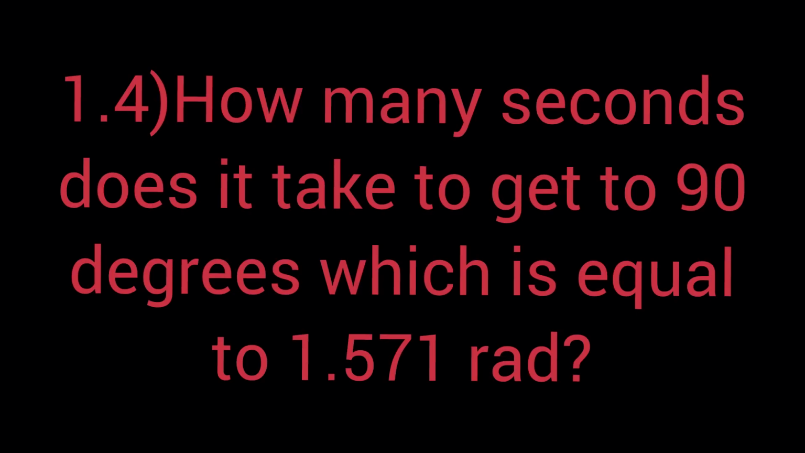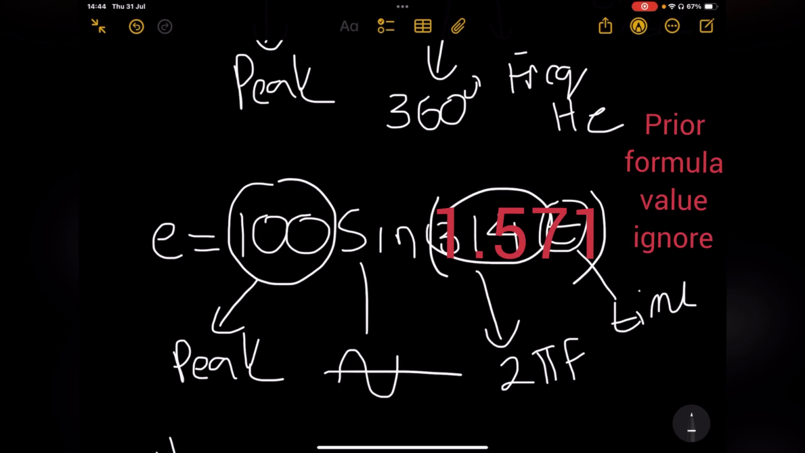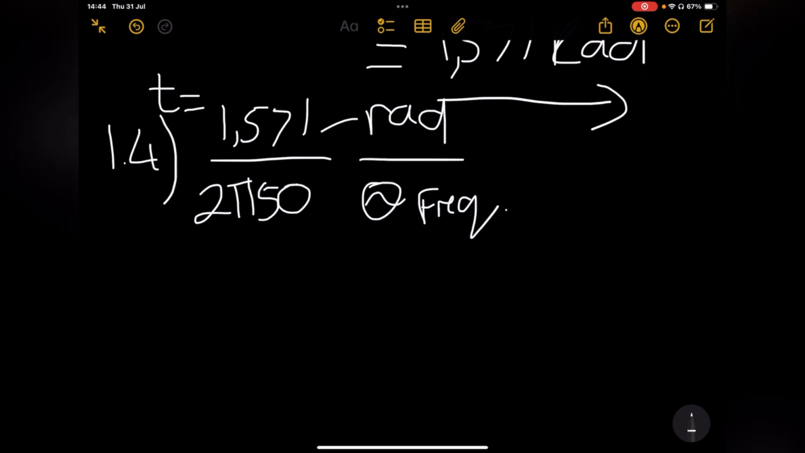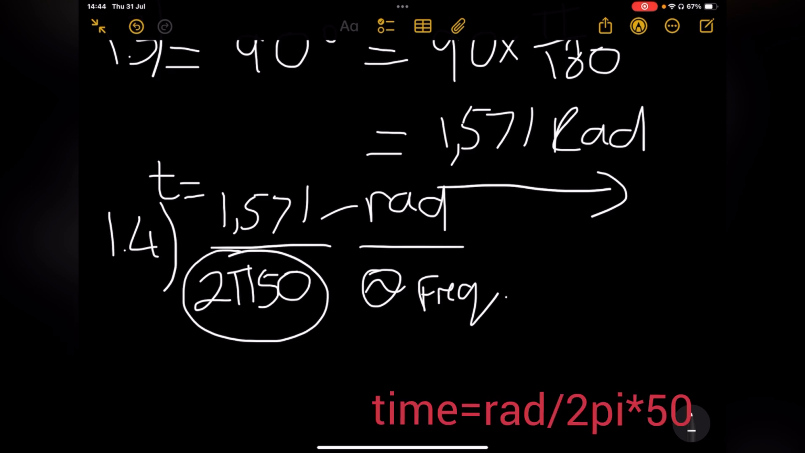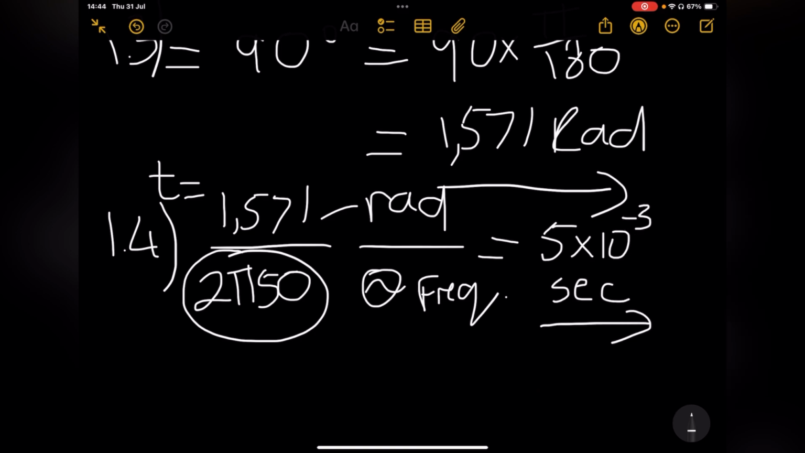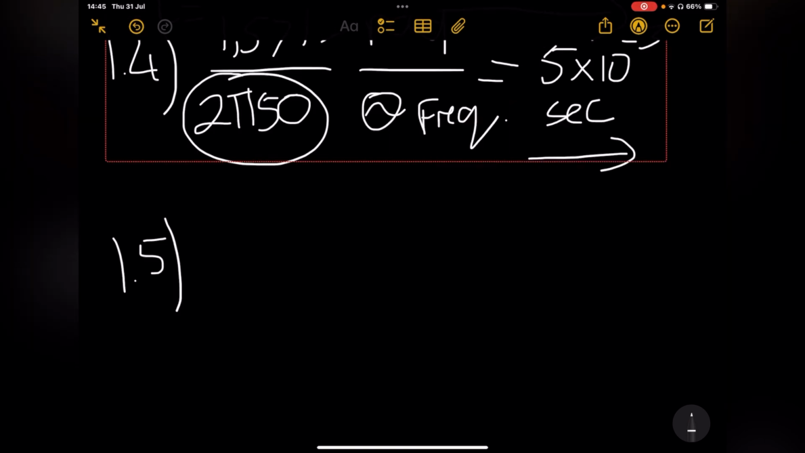All right. Okay, guys, so the next question is to determine the time it took to get to 1.571 radians. So we have the internal value of this, 1.571, and if we divide it by 2 pi 50, then we get 5 times 10 to the power minus 3 seconds is what it takes to get to 90 degrees. Let's go and look at 1.5.